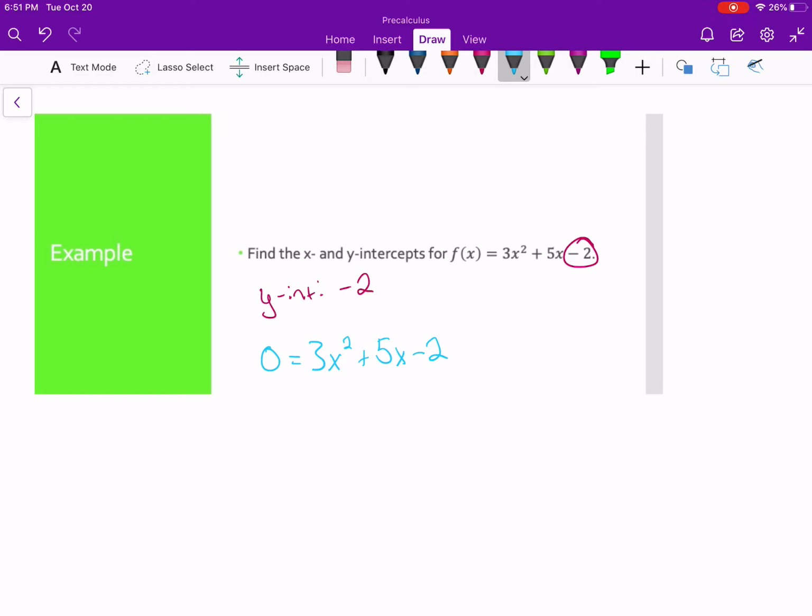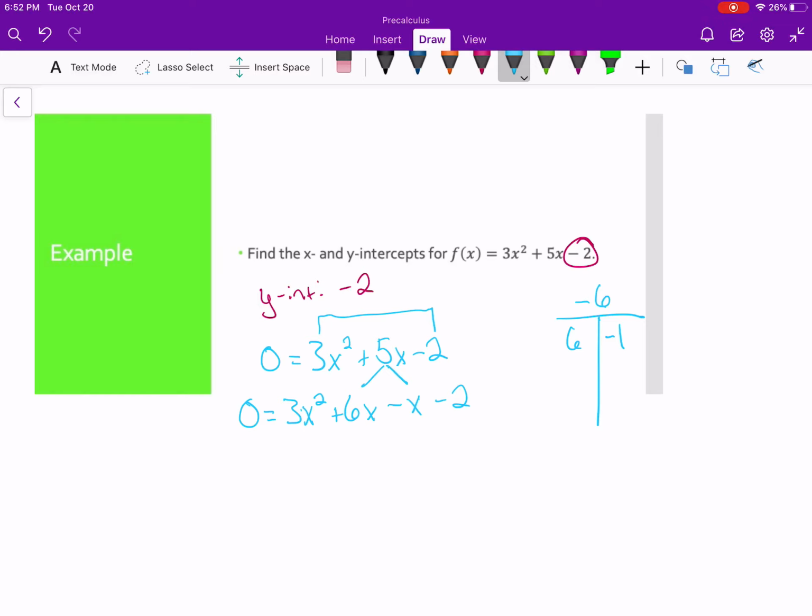So this is one where we can try factoring, or we can try the quadratic formula. I'm going to try factoring. Remember, to factor this one, we have to multiply the first times the last, which gives us negative 6. And we're looking for factors of negative 6 that add up to positive 5, which I happen to know are 6 and negative 1. So I'm going to rewrite 0 equals 3x squared plus 6x minus x minus 2. Notice that it's just rewriting it. I just split that 5x up.